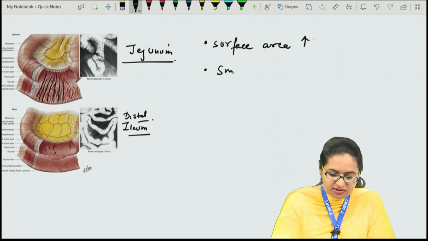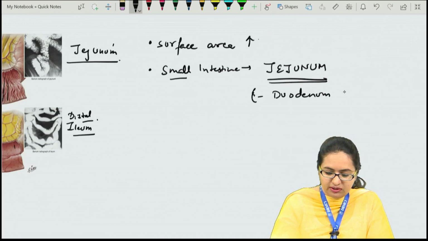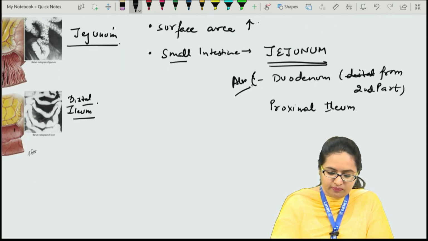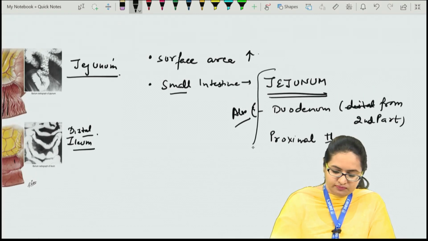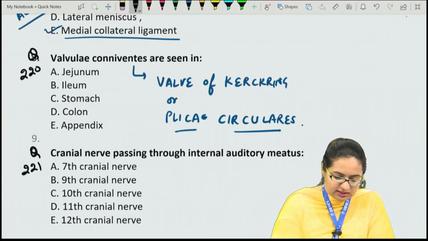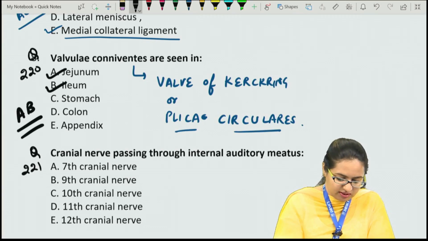So this is a feature of the small intestine. To be more specific, it is characteristically seen in the duodenum, from the second part onwards, and in the proximal ileum. So now if you come back to the question, which asks where the valvulae conniventes are seen, they are seen in the duodenum as well as in the proximal ileum. So the answer for this question is A and B.